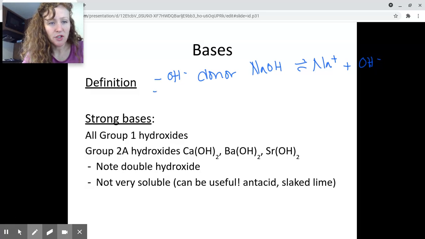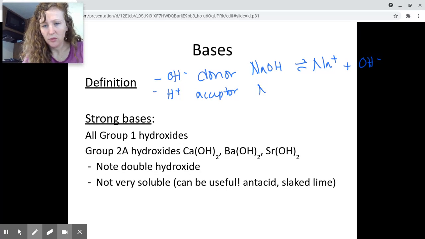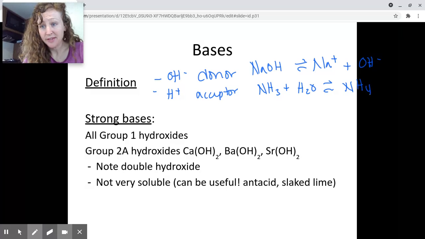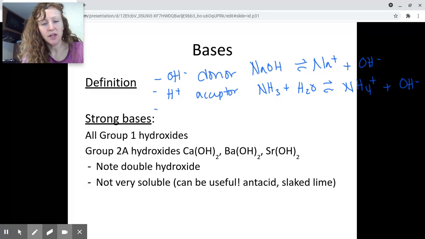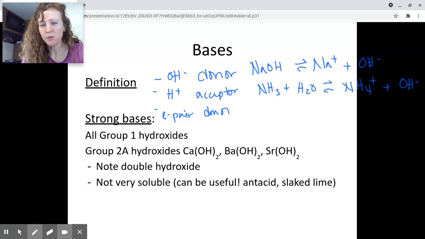The Bronsted-Lowry definition of a base is going to be something like an H plus acceptor. That would be something like ammonia, which reacts with water and accepts a hydrogen from water, leaving that hydroxide base. The Lewis definition of a base is going to be an electron pair donor. And this example would be the same. Ammonia could serve as this example. Ammonia has an extra electron pair.